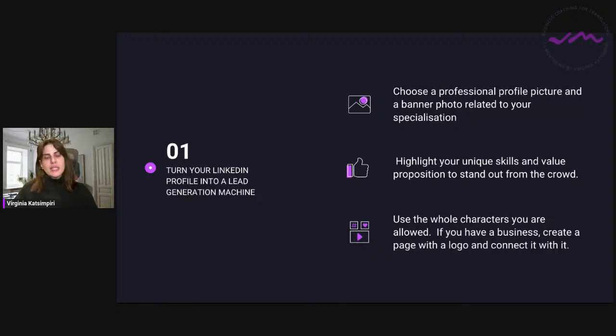Banner photo is the photo behind your headshot, which means that it should be related to your specialization. People visiting your profile should right away, by seeing your banner photo, the photo behind your headshot, understand exactly what you can do for them.